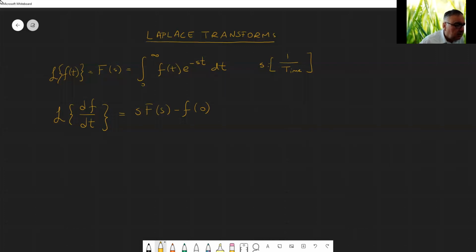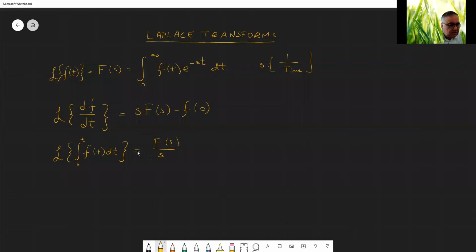Similarly, higher derivatives can also be expressed by the Laplace transform. And another thing is that the Laplace transform of an integral of f of t dt is F of s over s. So you see, differentiation and integration are converted to algebraic terms, and that helps us solve the differential equations.